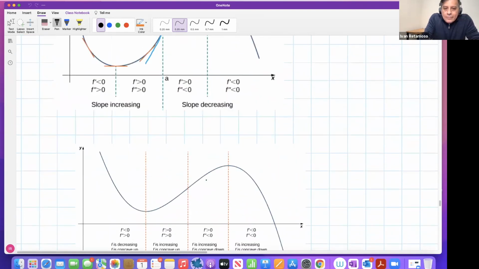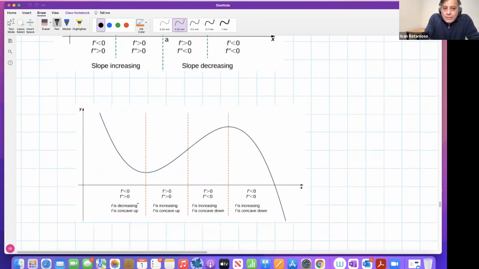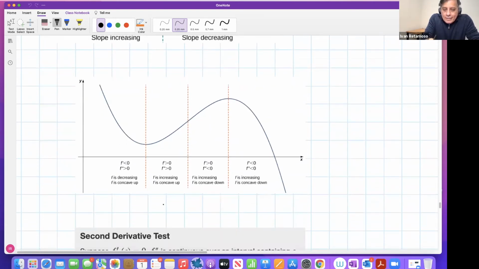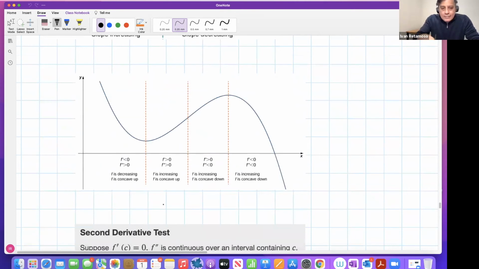Now we are going to combine both first derivative and second derivative, and we will be able to describe completely the graph, right? We will find out about the trend, the concavity, where the trend changes, where the concavity changes.